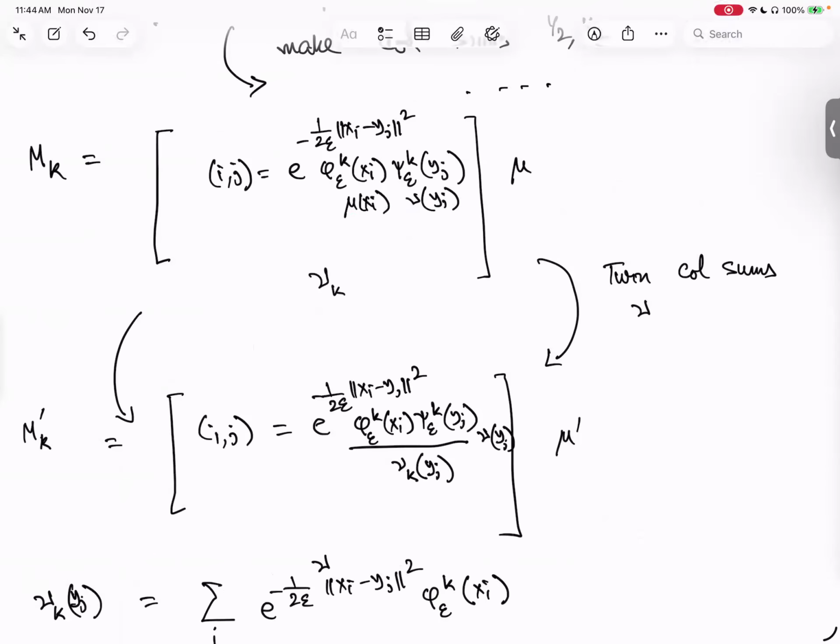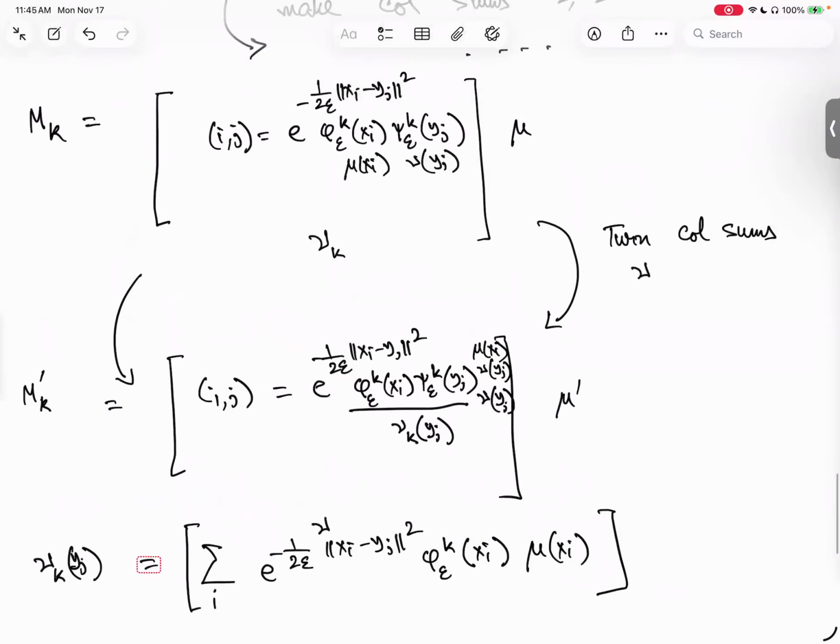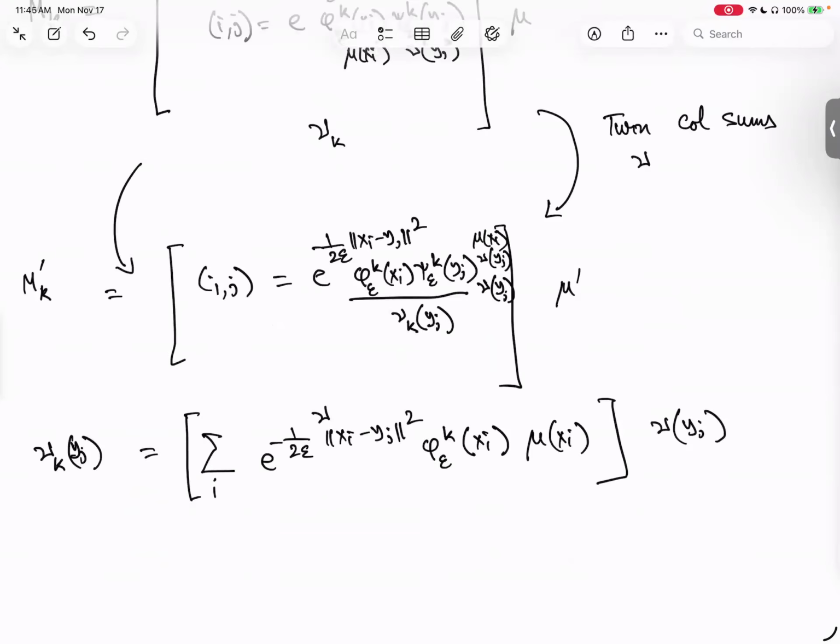And so then this is mu of xi, nu of yj, and so these are all these terms here. And then I'll pull out all the yj terms, which is just nu of yj.